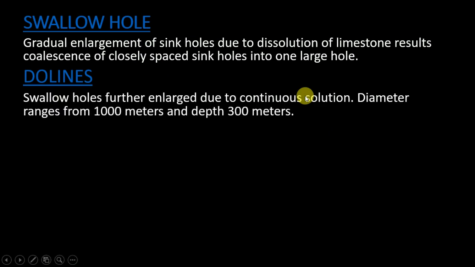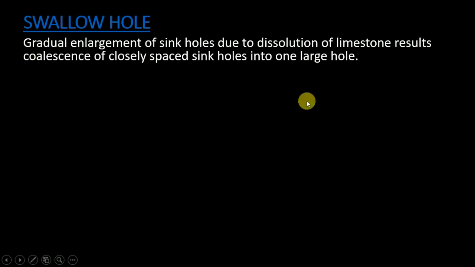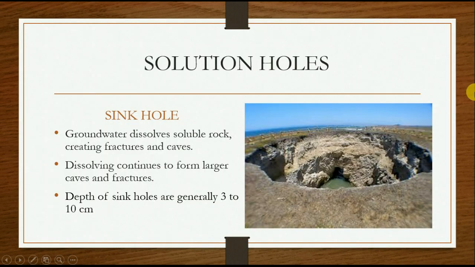And then comes the doline. A doline might be 1000 meters across and its depth can be 300 meters. Whenever a swallow hole is further enlarged due to continuous solution, it is known as a doline. As you can see in this picture, this is a kind of doline. This is a doline as well.